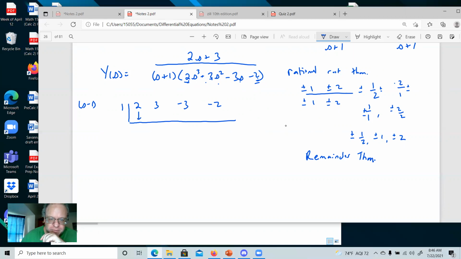So this will pop down. We have 2. 2 times 1, 1 times 2 rather, is 2. Add them together, we have 5. 1 times 5 is equal to 5.